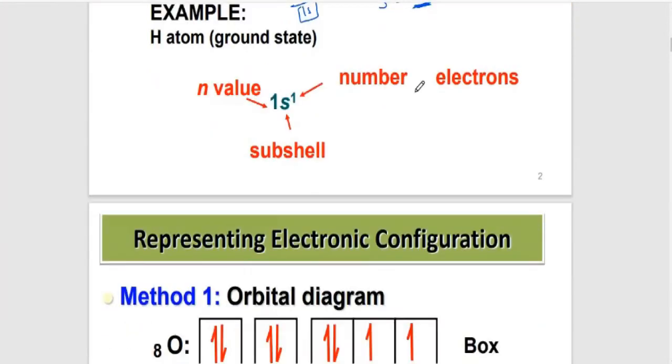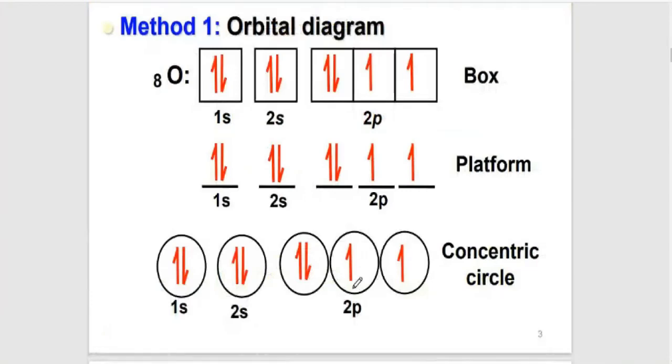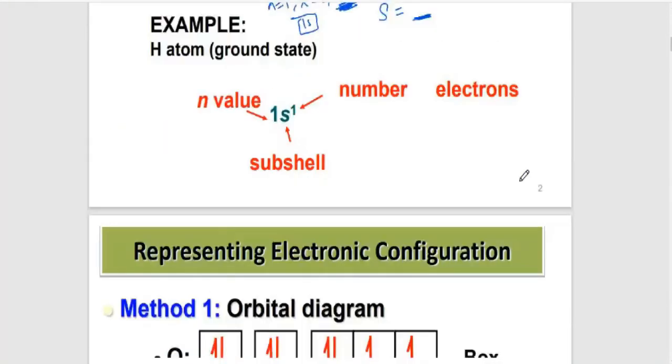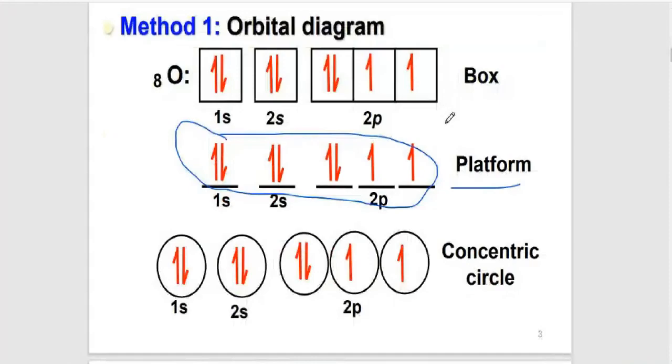Okay, nanti kat bawah tengok orbital. Ada 3 cara. Tapi pilih cara yang ni lah. Satu line je. Okay. Jangan guna kotak. Boleh guna kotak, boleh guna bulatan. Tapi standardize semua orang guna platform. Standardize. Jangan pergi kreatif sangat. Kat sini tak payah kreatif.